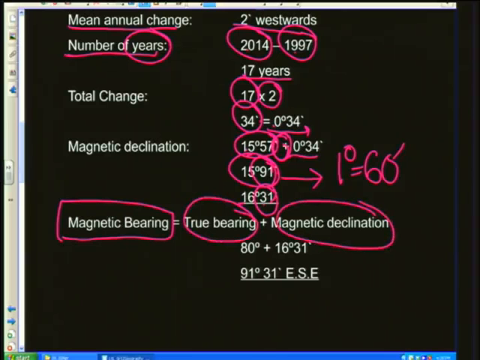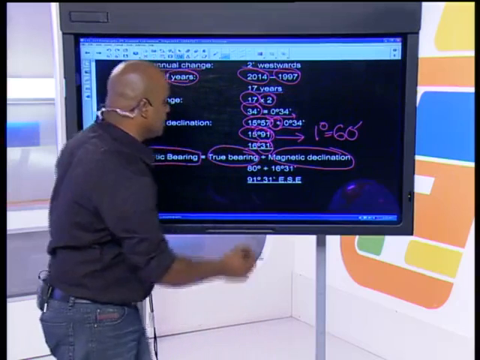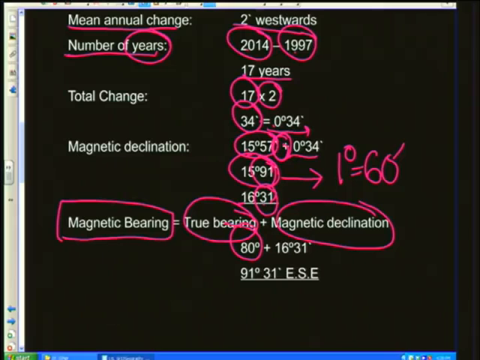Note, I've calculated the true bearing to be 80 degrees, as well as my magnetic declination to be 16 degrees and 31 minutes. Once I've got these two answers, I am able to convert that. 80 plus 16 is, oh, we've got a problem here. 80 plus 16 is 96 degrees. And there's no minutes here, but there's 31 minutes there, so that's 31 minutes. I would discard this answer, and remember, it's east of north.